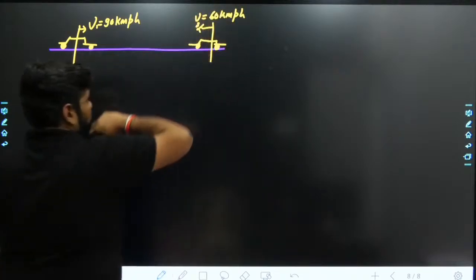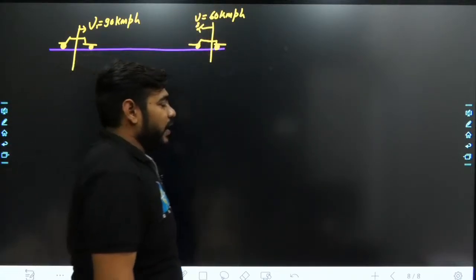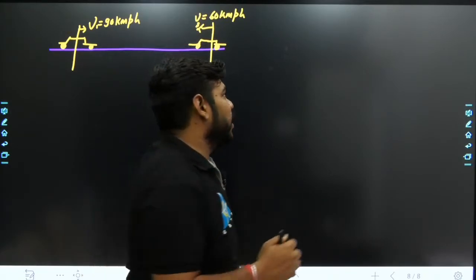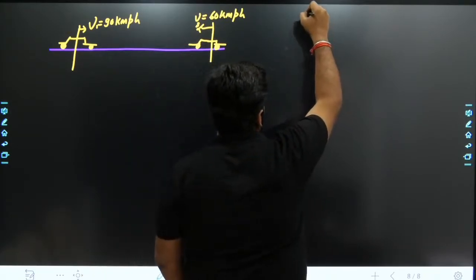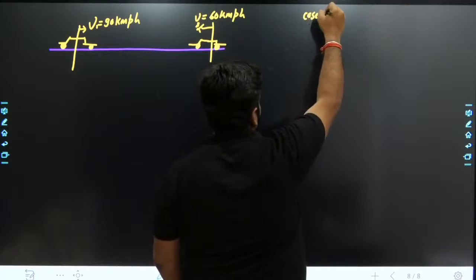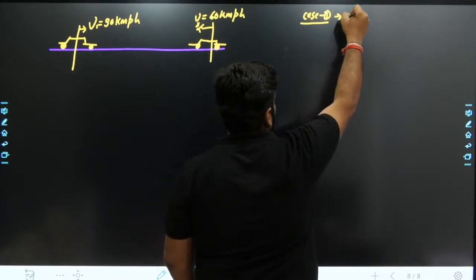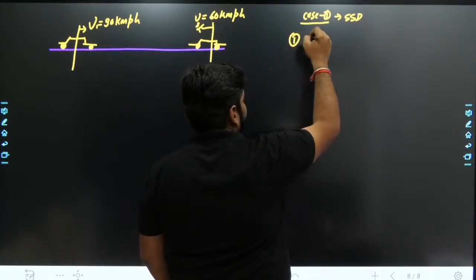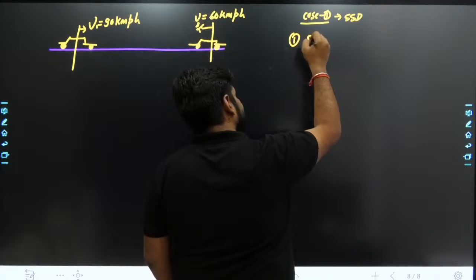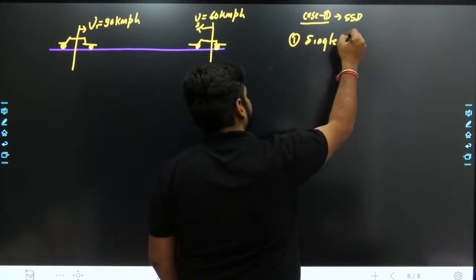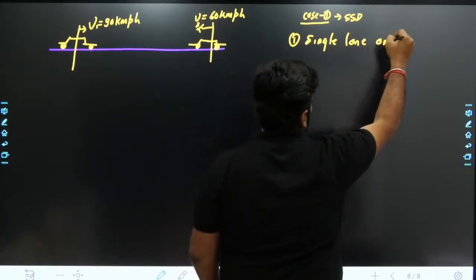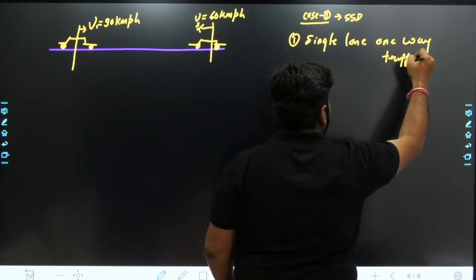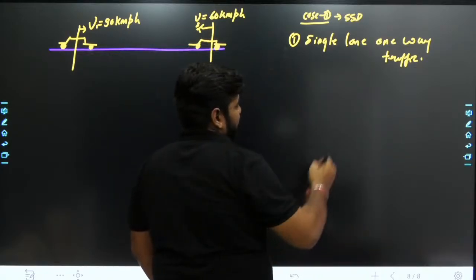Now, I told you there are some particular cases for calculating the SSD. Let's see those cases first. Case one says that for stopping sight distance, the first case is if your vehicle is moving on a single lane, one-way traffic. Then what is happening?